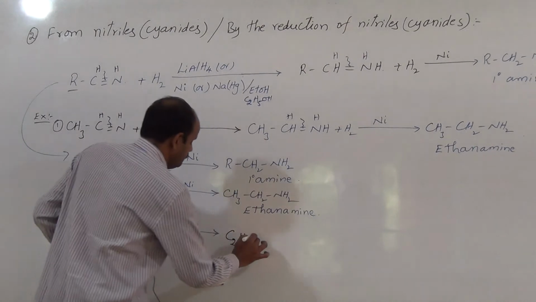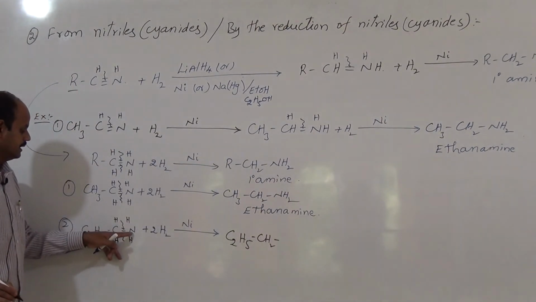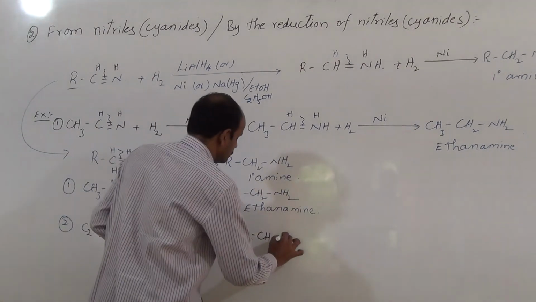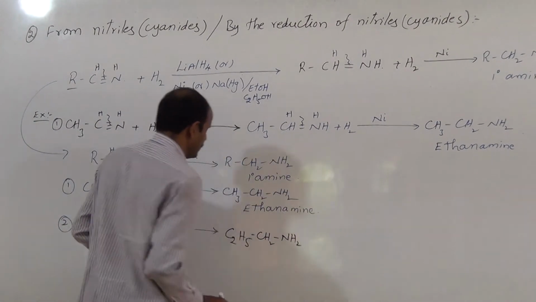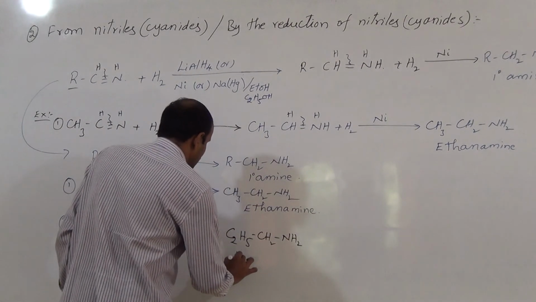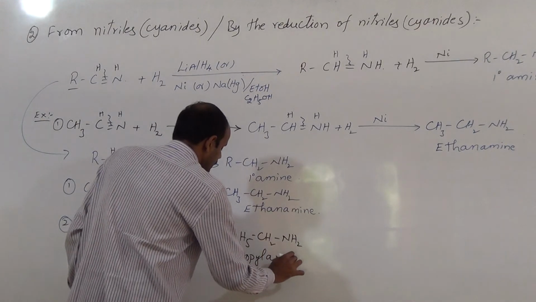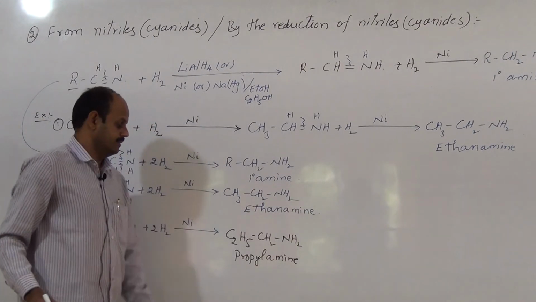CH2. Next, single bond NH2. Thus we get primary amine. What is the name of this one? It is propyl amine, or propane 1 amine.